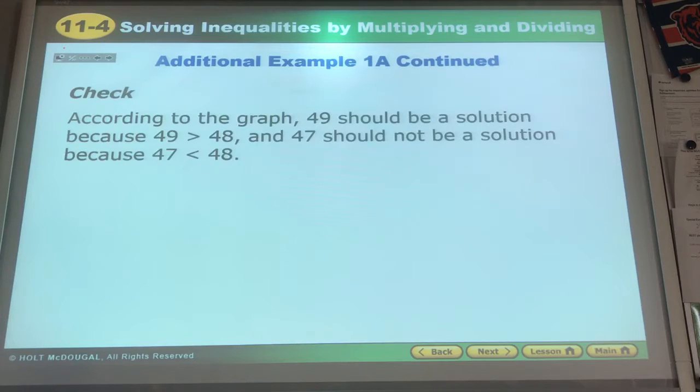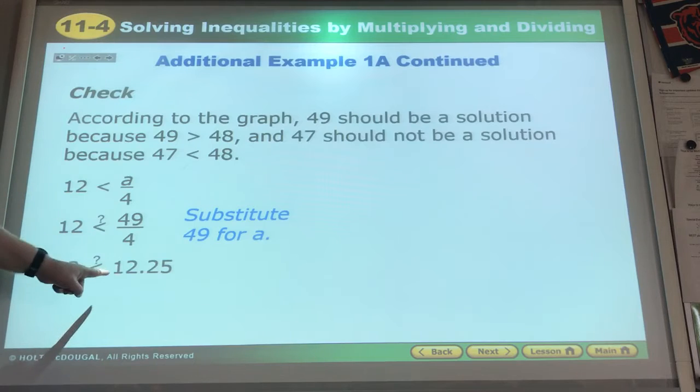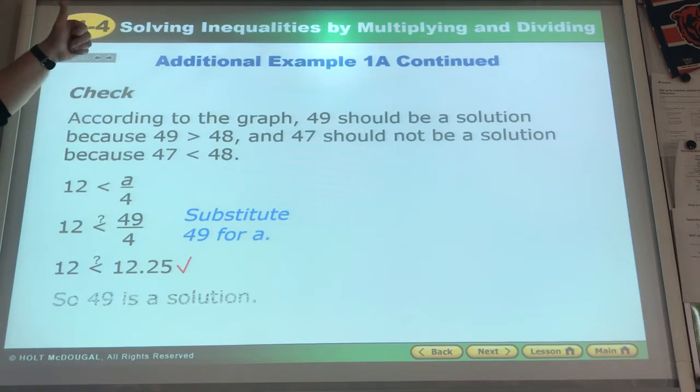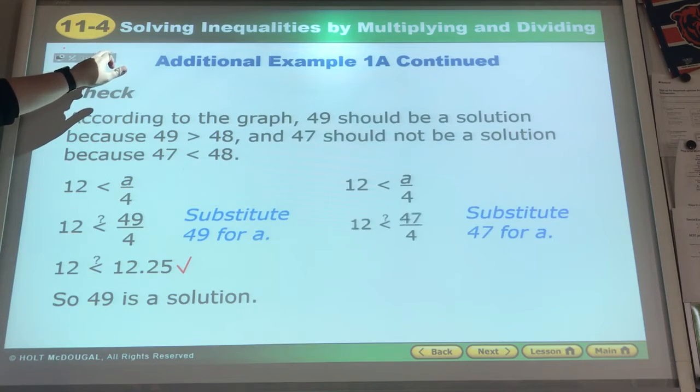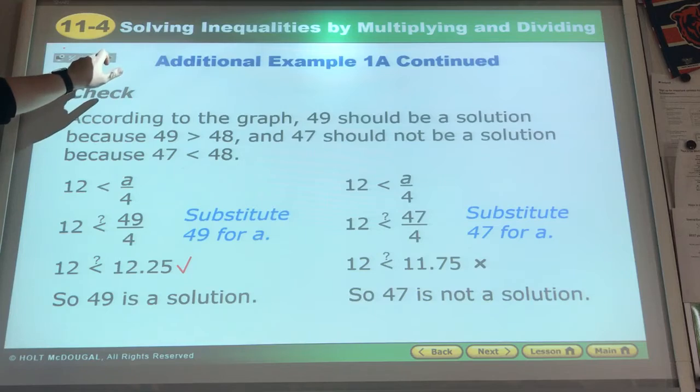Check this. According to the graph, 49 should be a solution because 49 is greater than 48, and 47 should not be, because 47 is less than 48. So we check these things out. We substitute it in. 12.25 is greater than 12. It checks out. We're good to go. That was a double check. We put in 47. 11.75 is not greater than 12. It does not check out. We don't want to go that way.